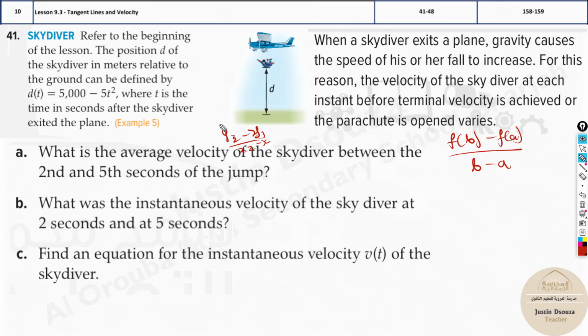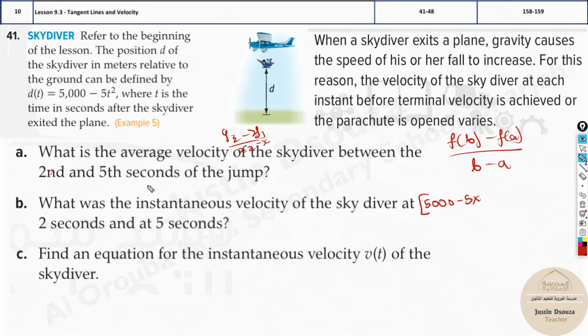It's similar to this. Now what you do over here is substitute the t value in this equation. You can either find f of b separately or just put everything in the calculator and solve. See, now first use the bracket. 5000 minus 5 times.